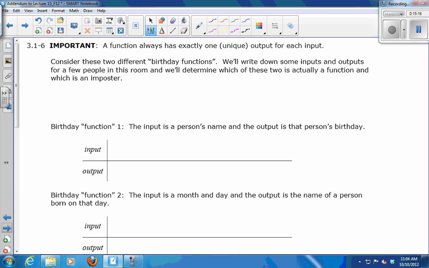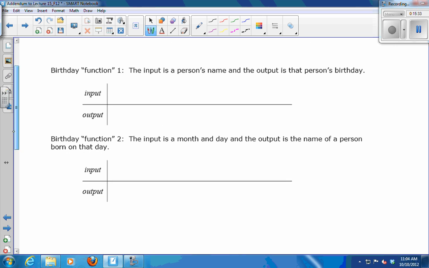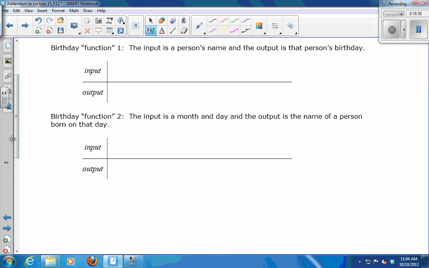Okay, so it's important to remember that a function always has exactly one unique output for each input. So here are some different birthday functions. We're going to write down some inputs and outputs for a few people, and then we're going to see which of these two is a function and which is an imposter. So here's birthday function 1. The input is going to be a person's name, and the output is going to be that person's birthday.